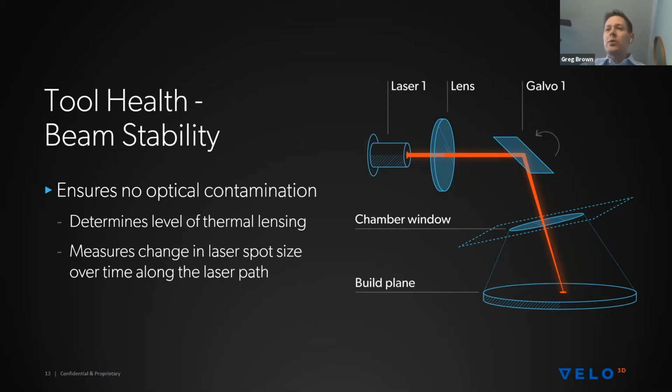In this case, we can even differentiate whether it is likely coming from the chamber window or from the optics box. And that can trigger some sort of maintenance action where you go in to clean that contamination. This is one of those really crucial elements to have before you start to print, because thermal lensing can really come back to bite the part integrity at the end.